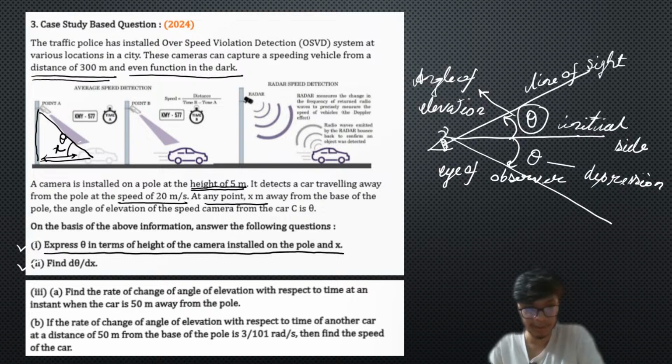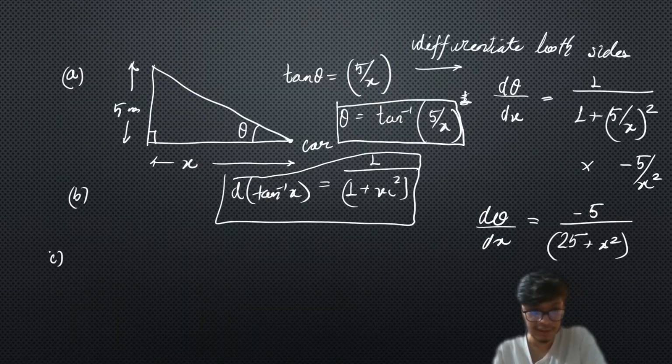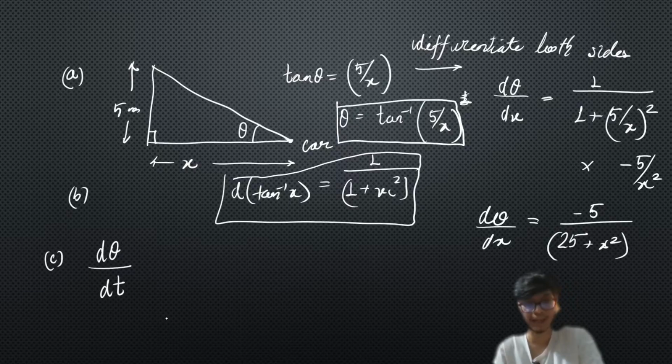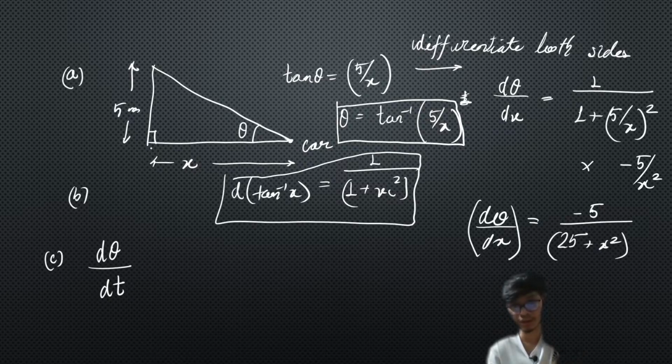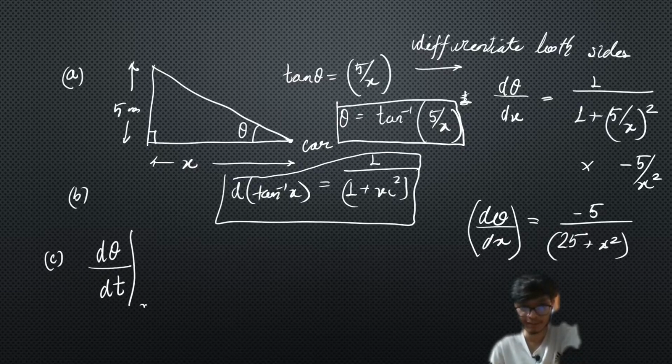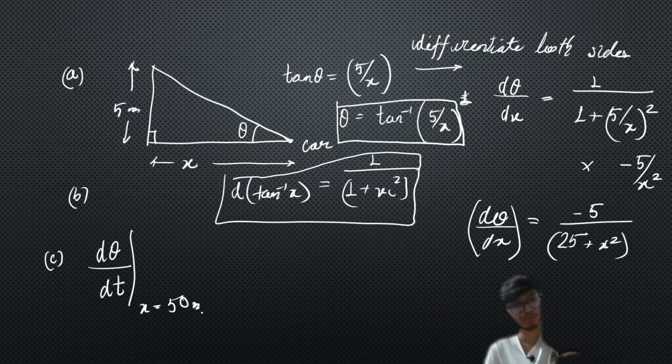Now the third part of this problem says to find the rate of change of angle of elevation with respect to time at any instant when the car is 50 meters away from the pole. So we have to find the rate of change of elevation with respect to time, but we have the rate of change of elevation with respect to the distance x. We have to find it with respect to time when x is 50 meters, right?